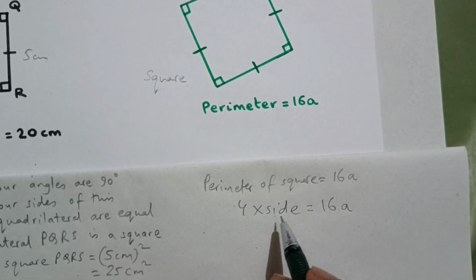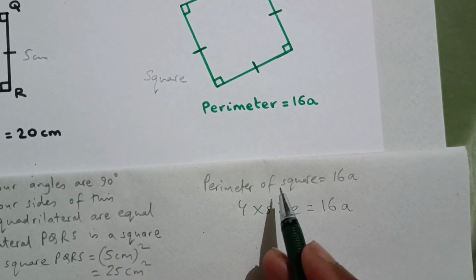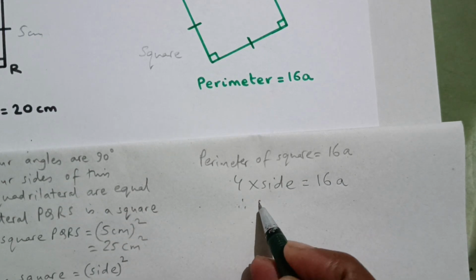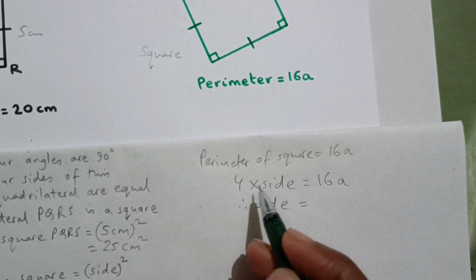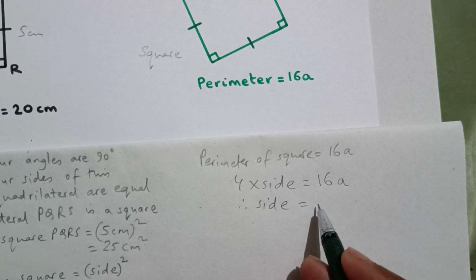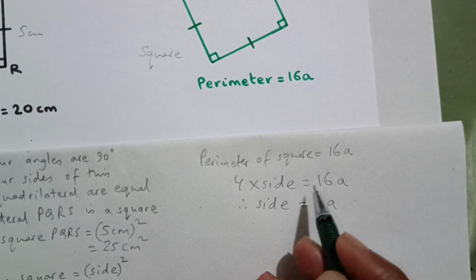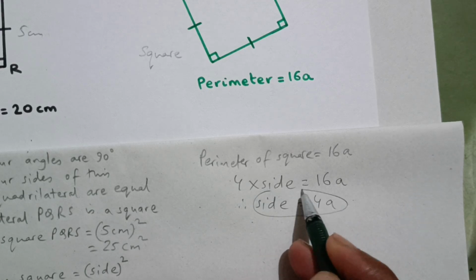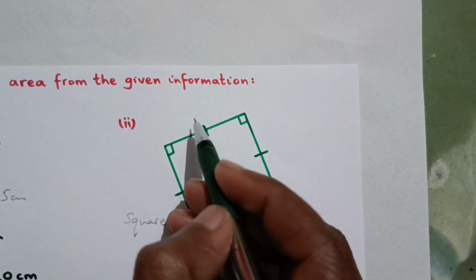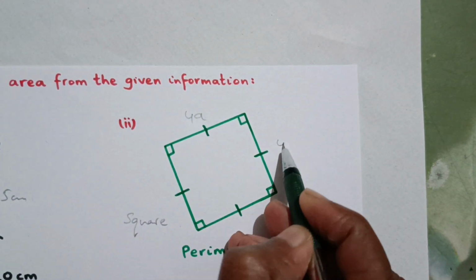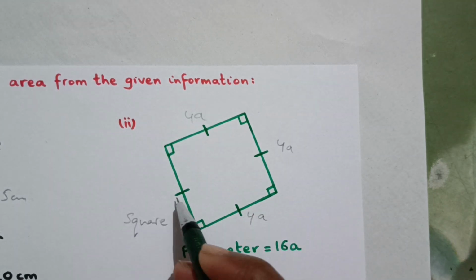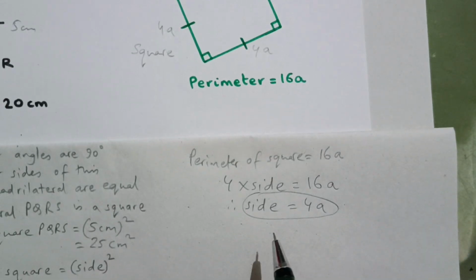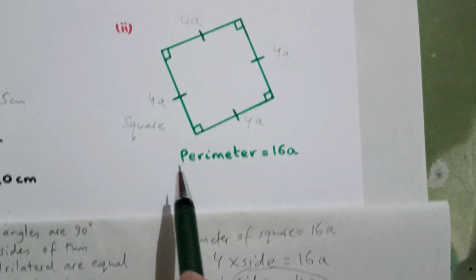Now from here I will find out what is the side of this square. So 4 into side is equal to 16a. So therefore side is 16a by 4. Now 16a by 4 is 4a. 16 by 4 is 4. So 4a. So each side of this square is 4a. Now we have found out the measure of each side of this square.